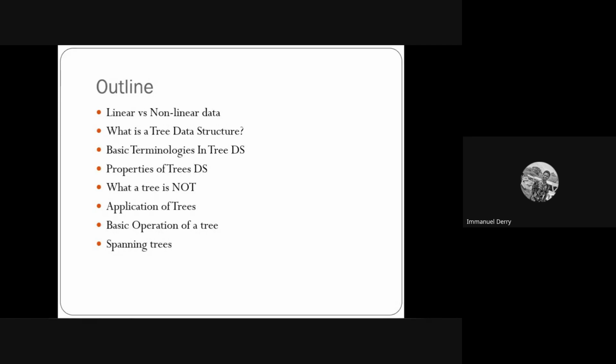We talk about what a tree data structure is, some basic terminologies in tree data structure, some properties we can speak about, and then what a tree is not, applications of trees, and ultimately we talk about basic operations of a tree. Also, I believe you're familiar with spanning trees from the algorithm class. So we talk about this today, and if there's enough time, you will just have an overview of graphs and we'll close.